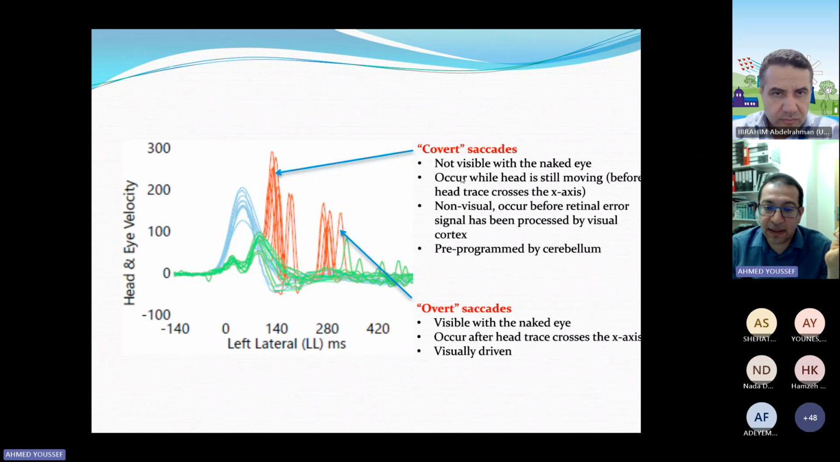And as we mentioned, the covert saccades are actually a function of the cerebellum. So in other words, it's not something that is done voluntarily by the patient. It is non-visual, so it happens before the retinal error is detected by the visual cortex. The overt saccade, what happens is that the patient himself or herself notices that they have lost the target, so it is visible to the naked eye, as we said, and it happens after the head trace reaches the baseline, and it is visually driven. So it is almost like a conscious cortical decision to refixate on the target.